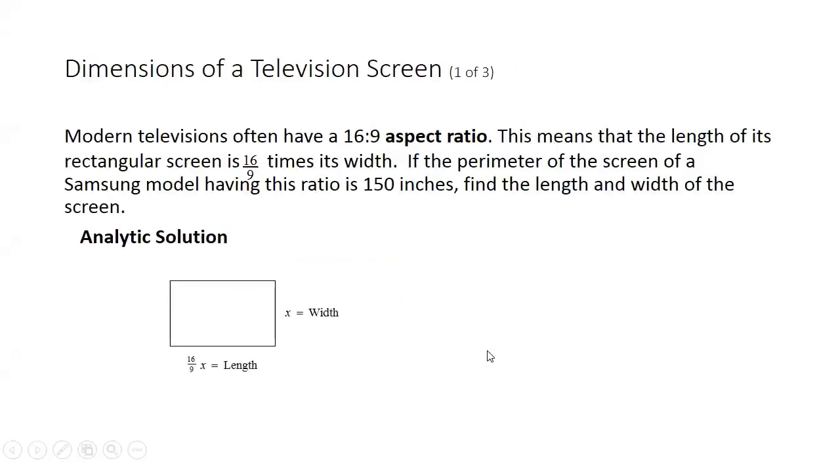So if you look at the first example here, the dimension of a television screen. Modern televisions often have a 16:9 aspect ratio, meaning that the length of the rectangular screen is 16/9 times the width. If the perimeter of the screen of the Samsung model is 150 inches, find the length and the width. In other words, if the width is x, the length would be 16/9 x. That's what it means.